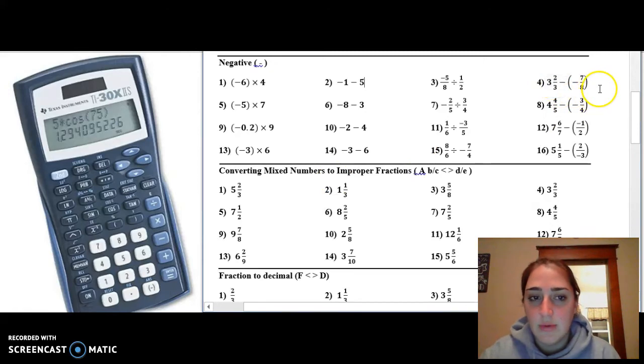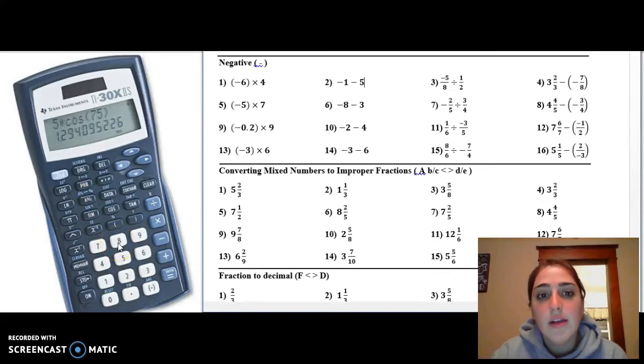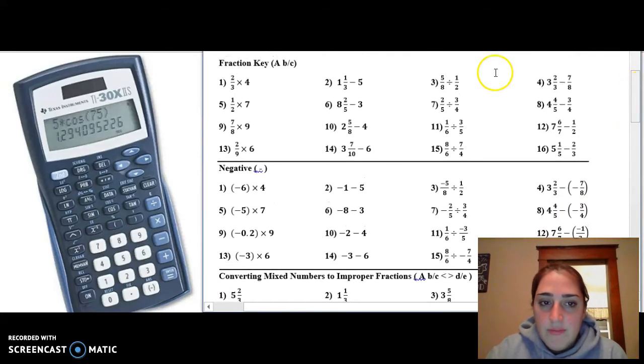And then 4 is the last one for this section. 3 ABC key 2, ABC key 3. So it's 3, and then start that fraction with the 2 and the 3. Minus -7 ABC key 8. Right? So just make sure you're careful with that. So at this point, if you have not already done all the questions for the fraction key section and the negative key section, I want you to go ahead and work on those. We're going to move on.